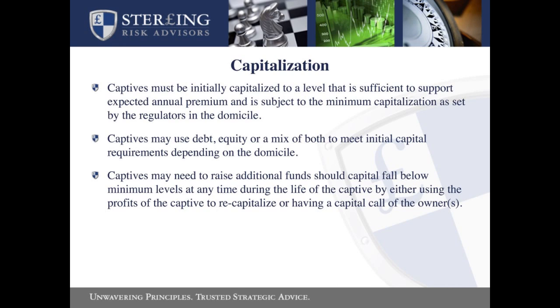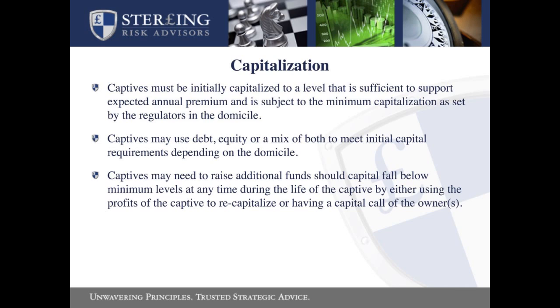Capitalization, if you decide to own a captive, whether it's an 831B or a different type of captive, the domicile, whether it's South Carolina, Georgia, Vermont, Bermuda, Cayman, they all have requirements on minimal capitalization, which has to be met, and it depends on the type of business you're putting in there and the amount of rented business that you're putting in there, the amount of premium that's going into the captive.